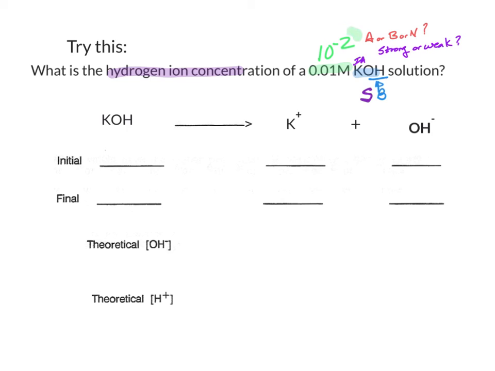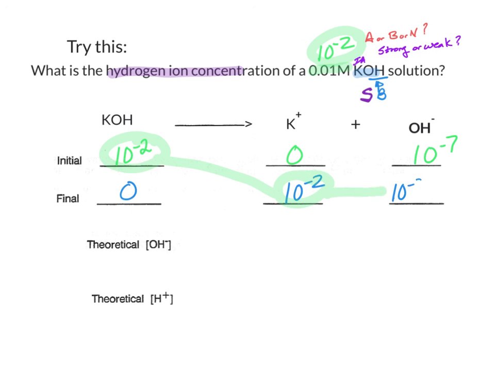Our initial KOH concentration then is going to be 10 to the negative 2. Our initial potassium ion concentration is 0. Our initial hydroxide ion concentration is 10 to the negative 7. Our final KOH concentration is going to be 0 because it is 100% dissociated. Our final potassium ion concentration is 10 to the negative 2 molar, and our final hydroxide ion concentration is 10 to the negative 2 plus 10 to the negative 7. We're going to ignore the 10 to the negative 7, so we're going to estimate it as 10 to the negative 2 molar. That means our theoretical hydroxide ion concentration is 10 to the negative 2 molar.